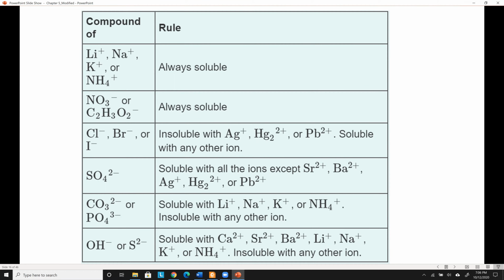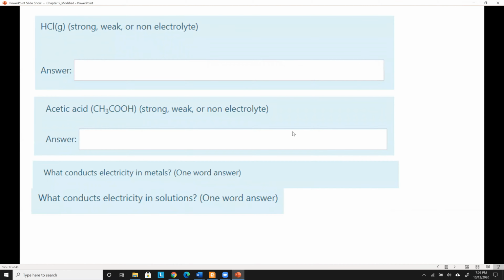But for other ions, let's say one that conflicts with these rules, magnesium hydroxide, for example, the solubility limit might be 0.1 gram per milliliter. So if you put up to 0.1 grams, it's still going to be soluble, but not too much. It's going to be tenfold less than a strongly soluble compound. So there is that range. So we'll do some practice.